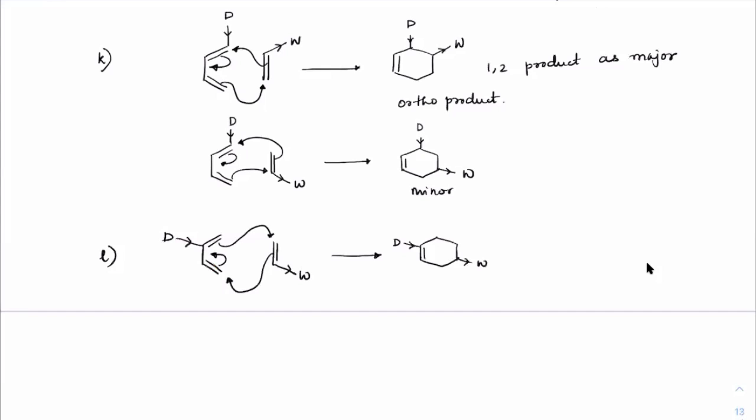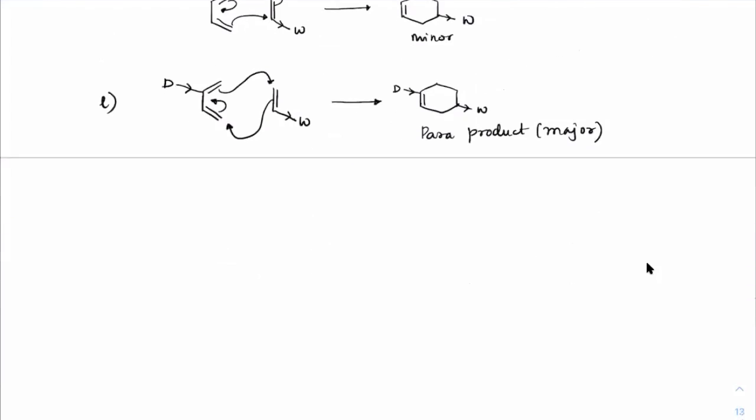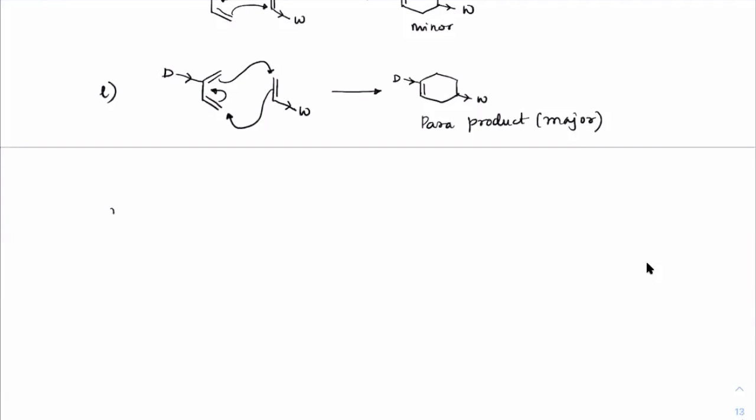So how does it look like? Here we have a para product, which is the major product. The other product would hardly be observed. Let me show you with an example.